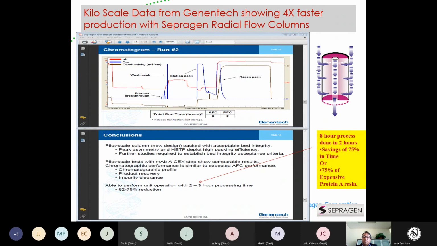Alternatively, if the cycle times are smaller, you can envision that you could use a smaller column and in the same time of 8 hours do 4 cycles and therefore use less. Right? So that principle is also being used by some companies, especially for clinical production, by reducing the resin requirement by a factor of 4.